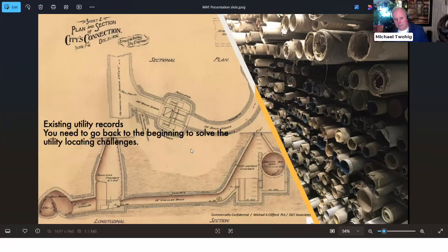So having these documents, this historical perspective that we go back to, is very, very important for us. It really fills out the picture. So technology only gets you so far, but you have to do that homework to understand what's going on underground before you deliver that project to the client.